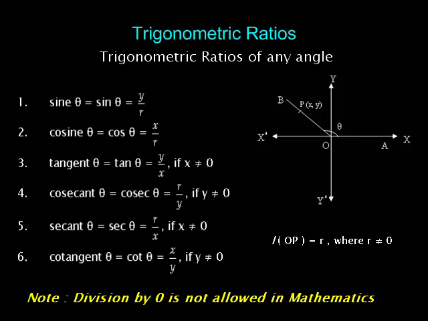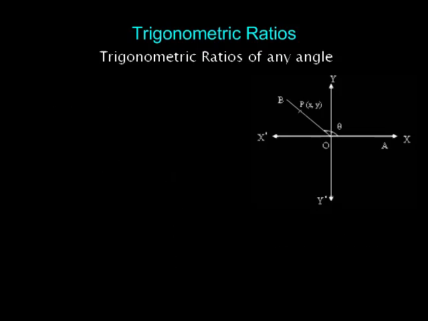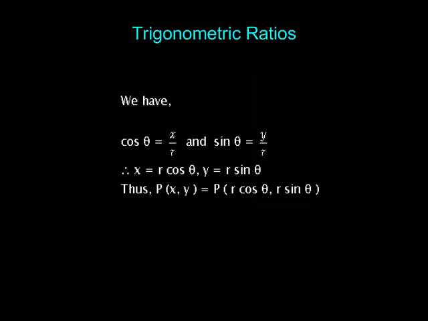Note that in mathematics, division by 0 is not defined. So 0 by 0 is an indeterminate form in mathematics. Note that by definition, cos theta equal to x upon r and sin theta equal to y upon r. Therefore, x equal to r cos theta and y equal to r sin theta. Thus, P(x, y) can be taken as P(r cos theta, r sin theta).